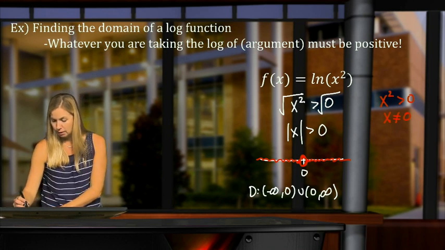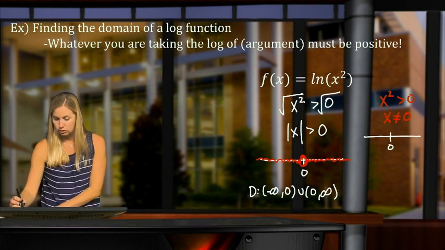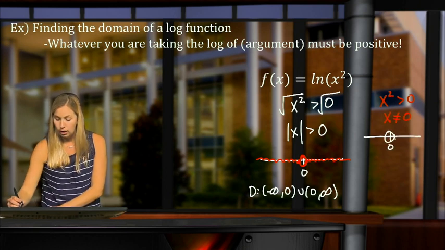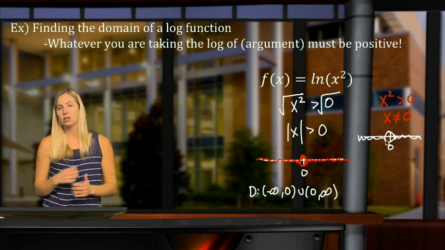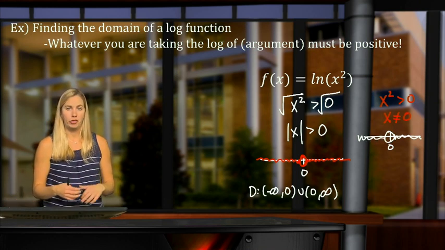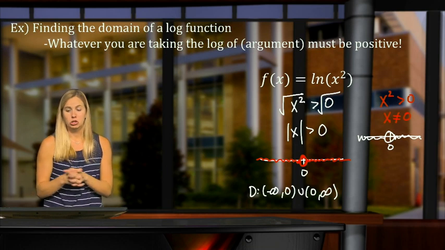So then again, we set up our number line. Here's our value of 0 with our open circle, and we're talking about everything to the right and everything to the left. So you do have two options of thinking about that, and depending on how you perceive the problem, you're going to think about it differently.